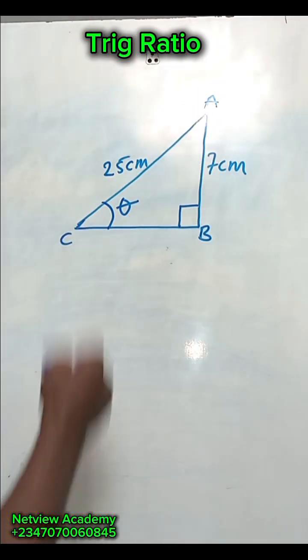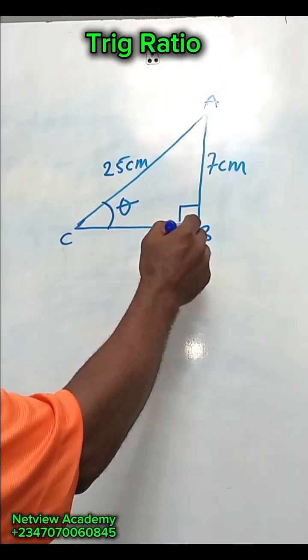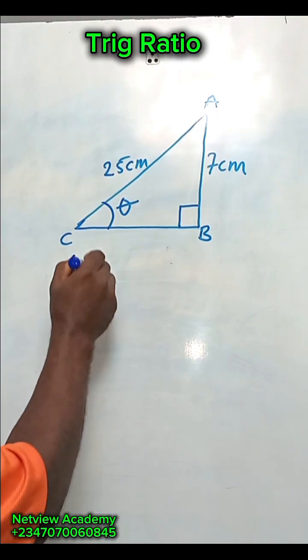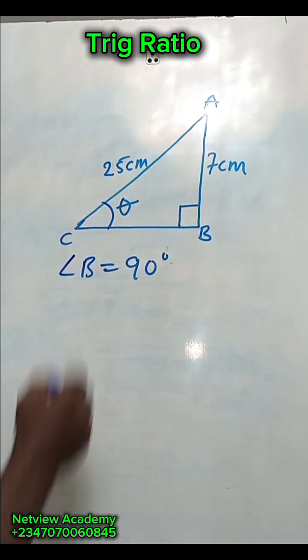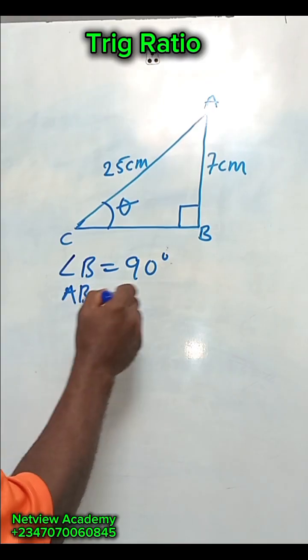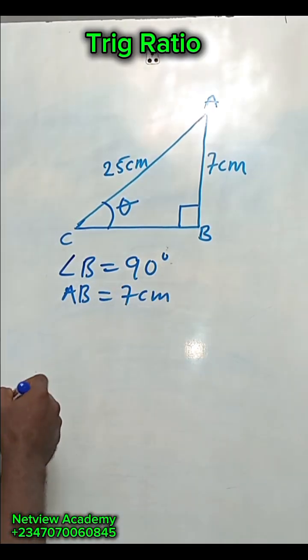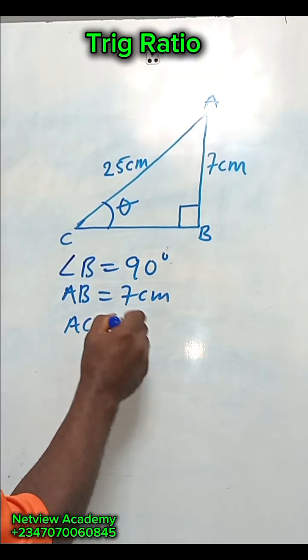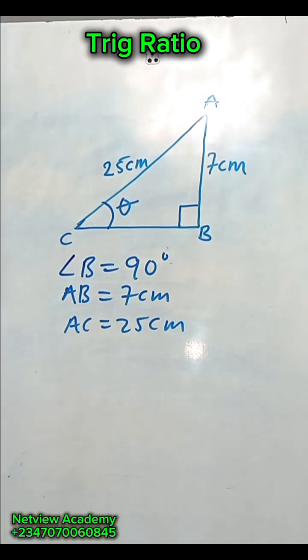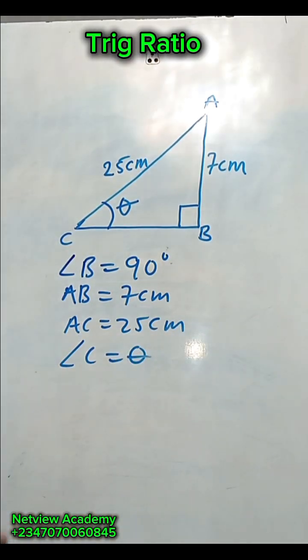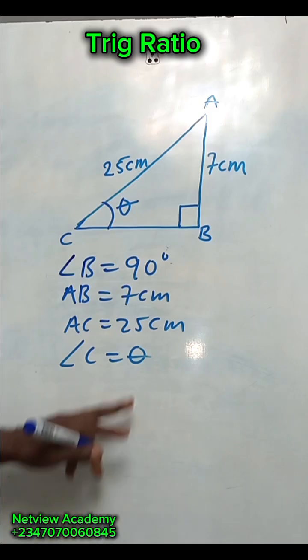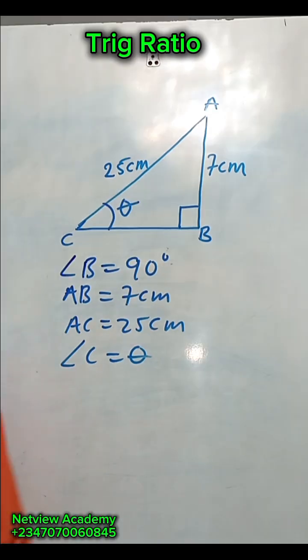Look at this question. Triangle ABC. Angle B is equal to 90 degrees. AB is equal to 7 cm. AC is equal to 25 cm. Angle C is not known. So in this question, we have to find the value of angle C. The value of angle C is not provided in the diagram.